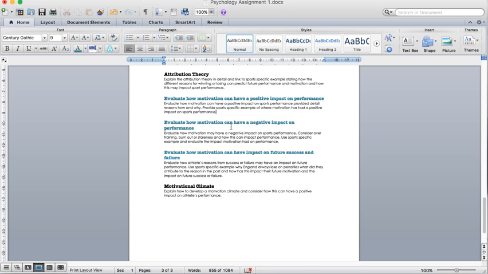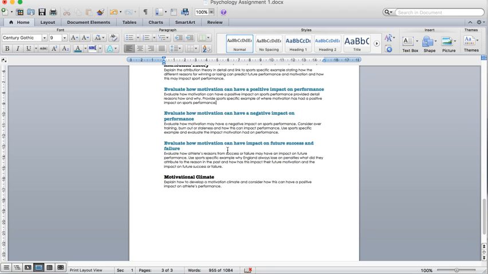And then evaluate how motivation can have a negative impact on performance. Consider overtraining, burnout, staleness. Again, link examples and how it can impact performance. And constantly relate back to sport-specific examples throughout to back up your points. And then it says evaluate how motivation can have an impact on future success and failure.